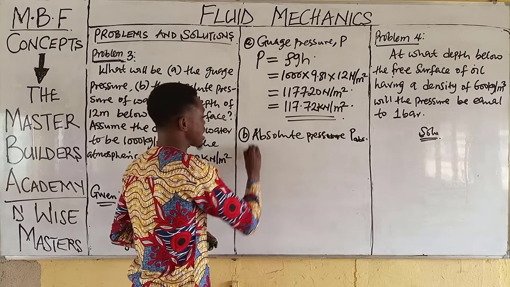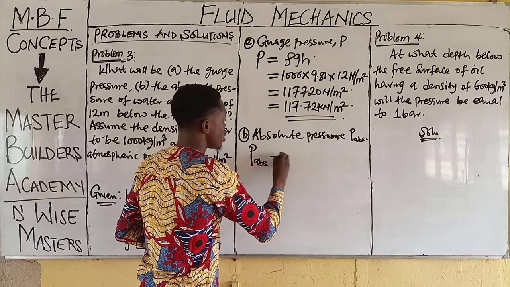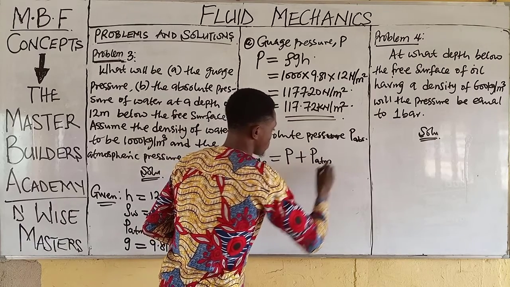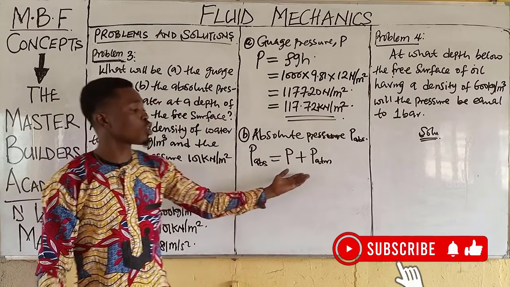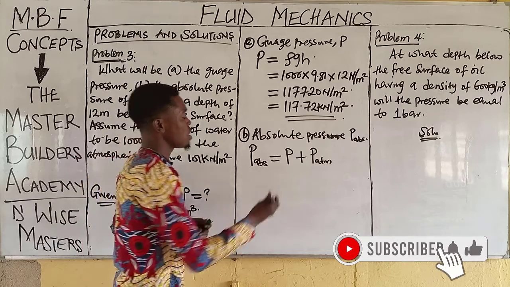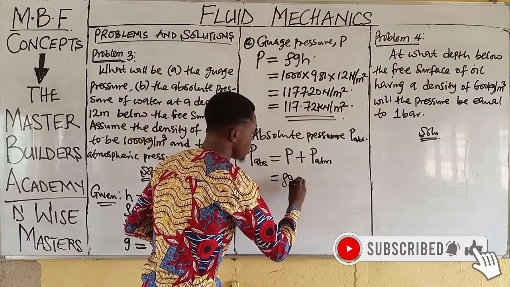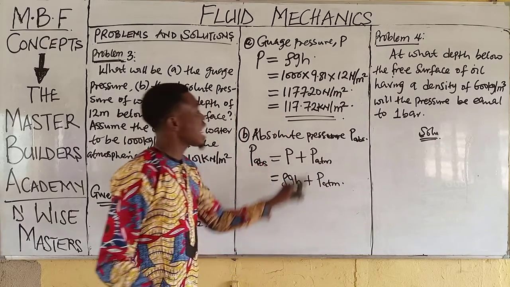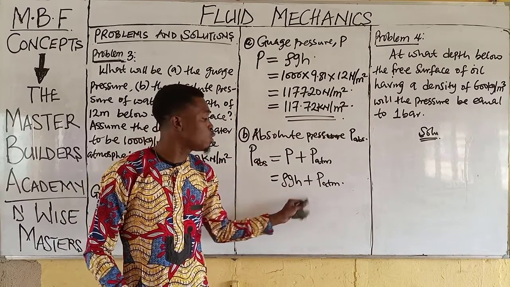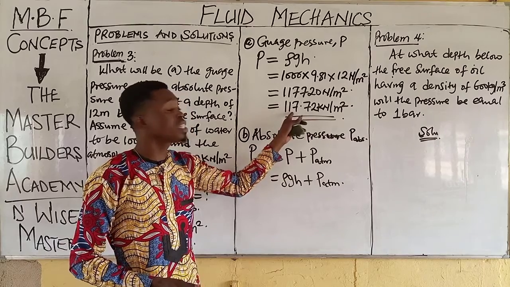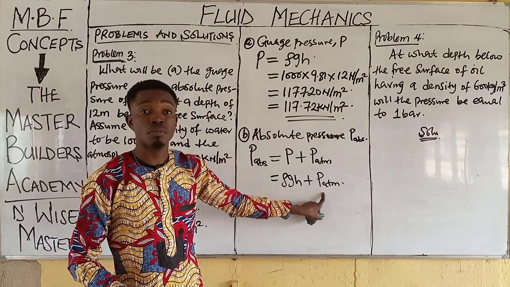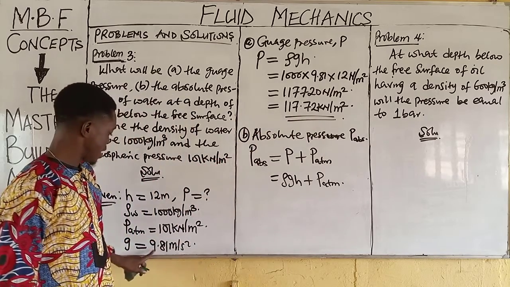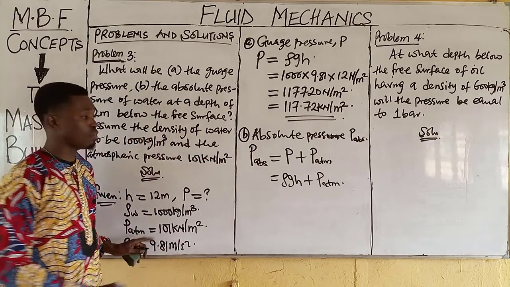Absolute. Now understand that absolute pressure is equal to gauge pressure plus atmospheric pressure. This is what absolute pressure is all about. And we know that the gauge pressure is rho g h. I have already obtained the value of rho g h, which is this, and I'm given atmospheric pressure. So the absolute pressure would be the sum of this and the atmospheric pressure given.